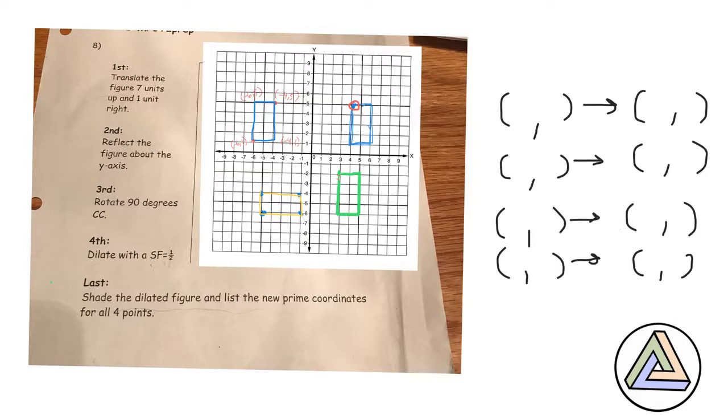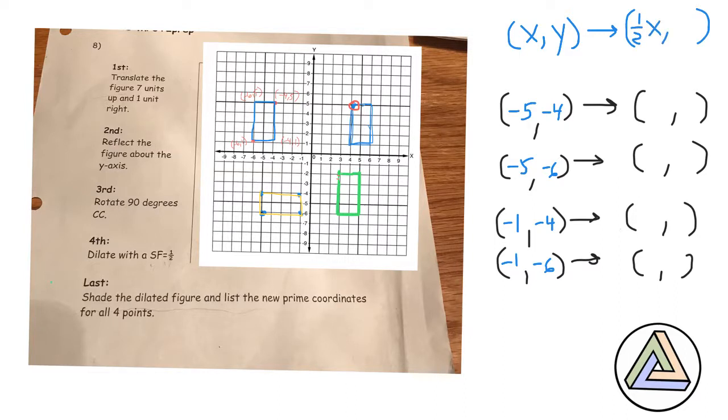So we've got negative 5, comma 4. That's one of them. Negative 4, I should say. We've got negative 5, comma negative 6. We've got negative 1, comma negative 4. And negative 1, comma negative 6. Now, when we apply a scale factor of 1/2, what that really means is you're going to multiply the scale factor times whatever x and y is.